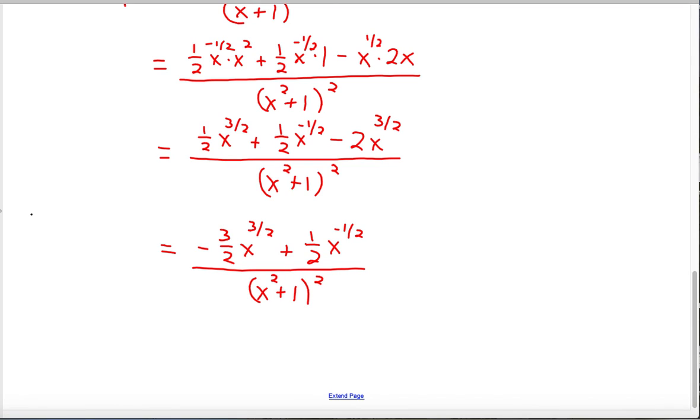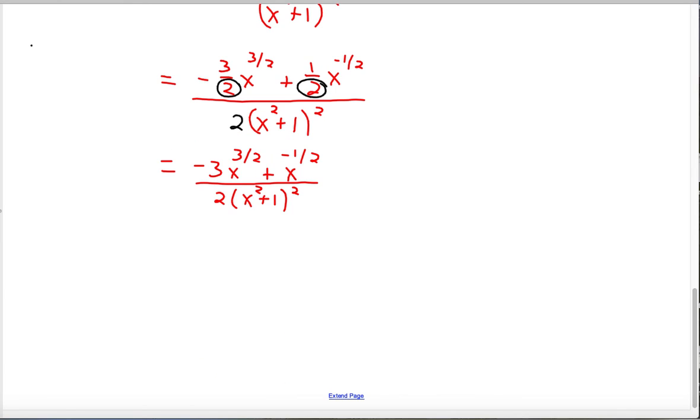And then I could take, let me circle this, and move that down there. So I would probably write my final answer as negative 3 x to the 3/2 plus x to the negative 1/2, over 2 times the quantity x squared plus 1 quantity squared. And there you go.